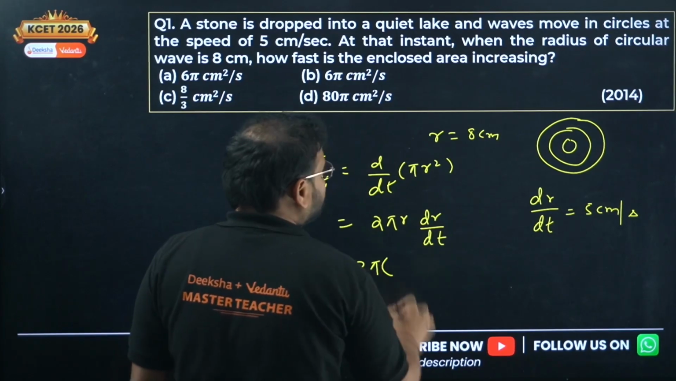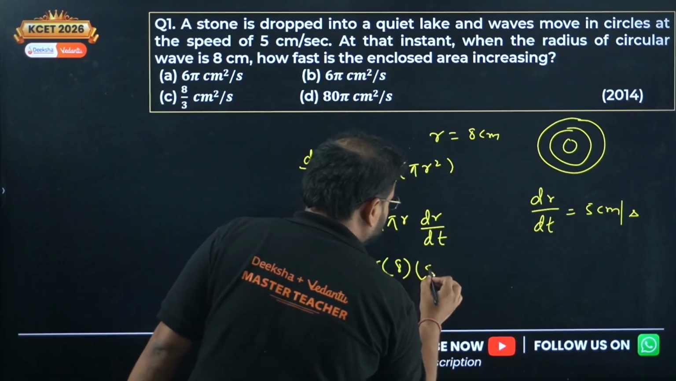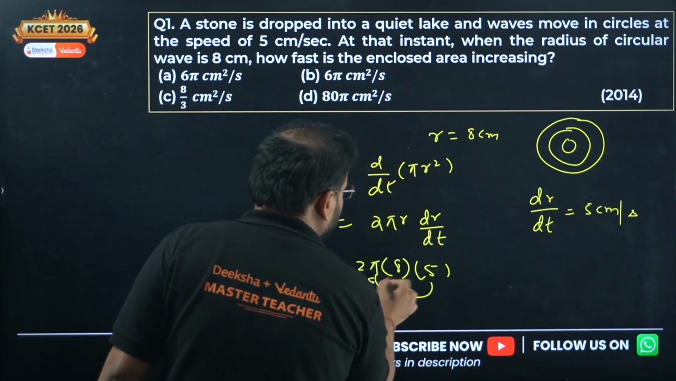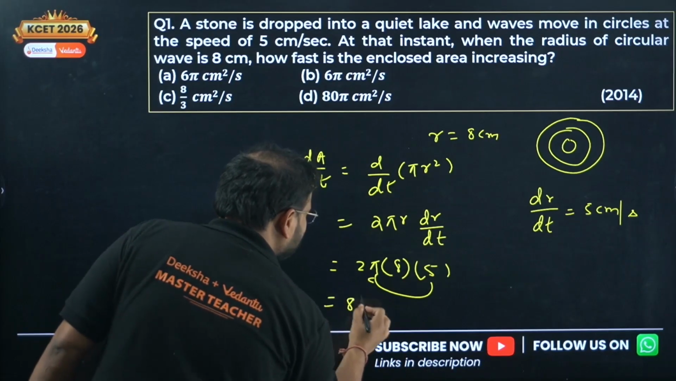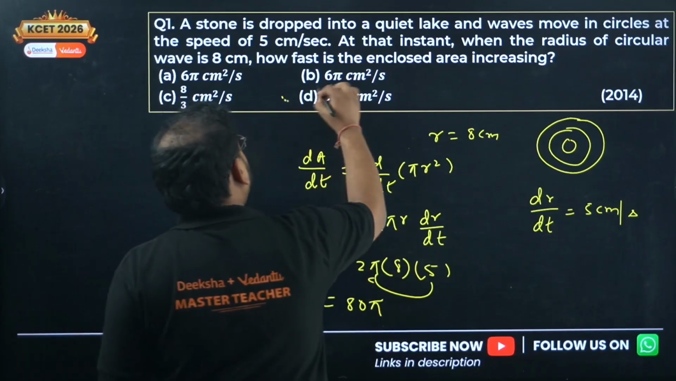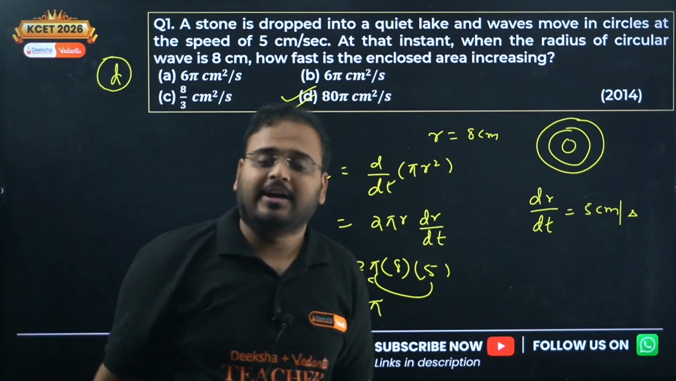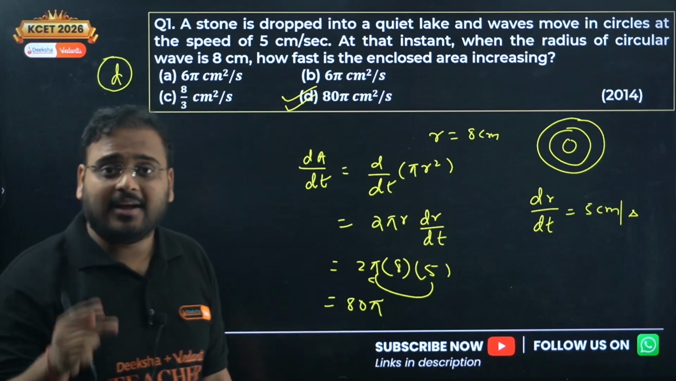2 pi, what's the value of r? R is 8 here, and dr by dt we have is 5. 5 twos are 10, 10 into 8 is 80. Answer is 80 pi centimeter square per second. Option D. The first question in the top 30 of the session today is done.